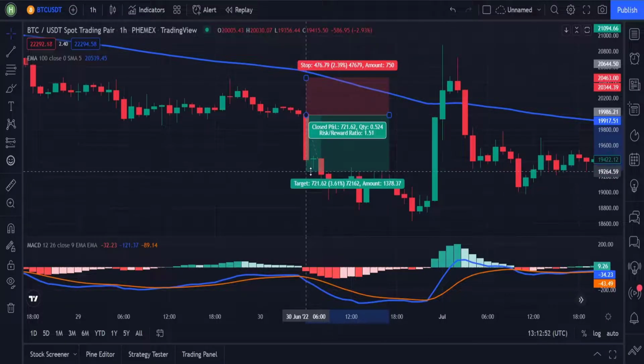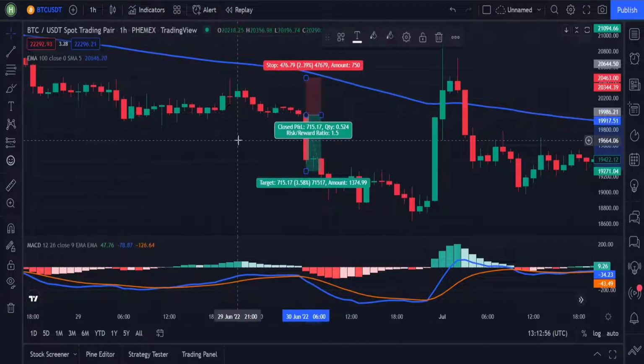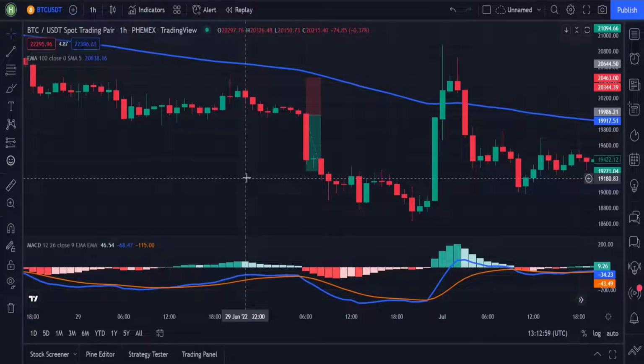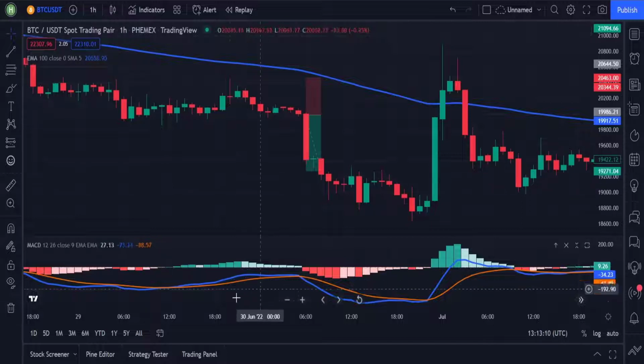So you guys see that the simple MACD trading strategy is a great way for beginners to start making some consistent profits in the stock market, forex, and also crypto trading. Let's have a look at one more example for both short and long trades so that you guys can understand the strategy properly.